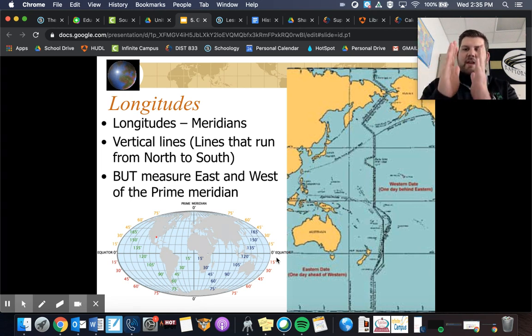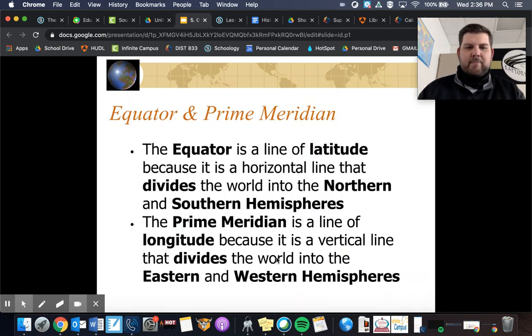You measure, okay, it's 25 degrees west of the prime meridian, or 25 degrees east of the prime meridian, or 40 degrees east, because if you look at this, this is east and that's west of that line. Again, you have to know which way they measure, and if they're vertical or horizontal lines. That's going to be on your test. It's really important.